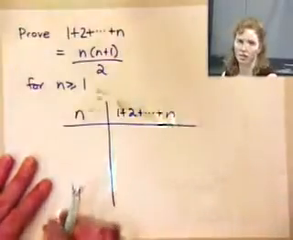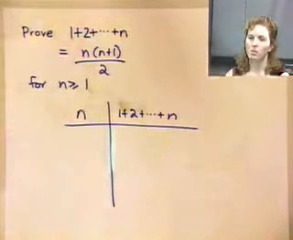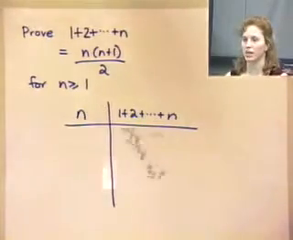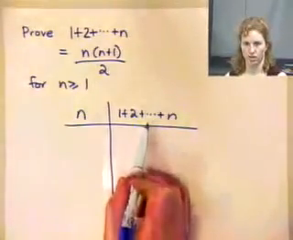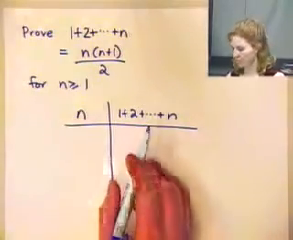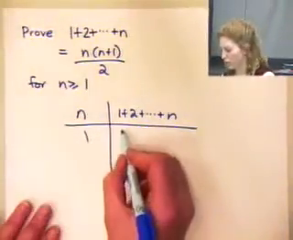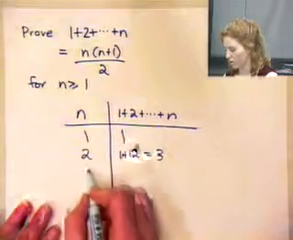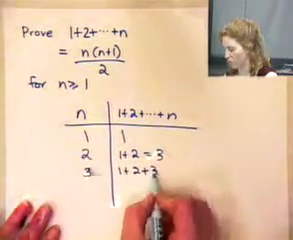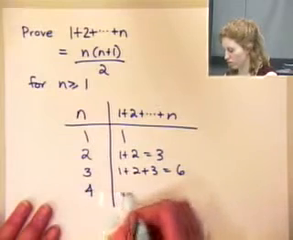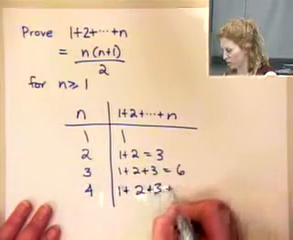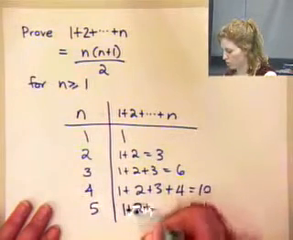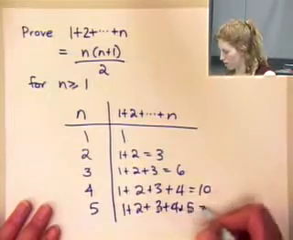What's this dot dot dot thing mean? It means continue in the same pattern as you were doing, which means I'm going up by 1 every time. And so how many terms are in the sum? N terms, right? So here, if n equals 1, I have 1 term in the sum, and it's just 1. If n equals 2, it's 1 plus 2, which equals 3. If it's 3, it's 1 plus 2 plus 3, which is 6. If it's 4, it's 1 plus 2 plus 3 plus 4, which is equal to 10. And 5 is 1 plus 2 plus 3 plus 4 plus 5, and that's 15.